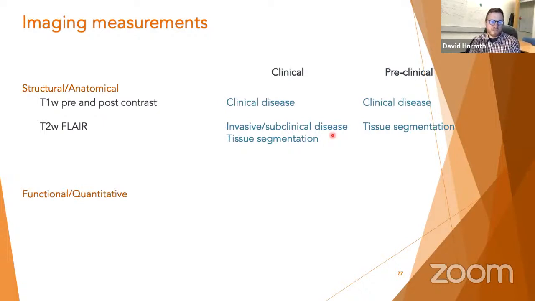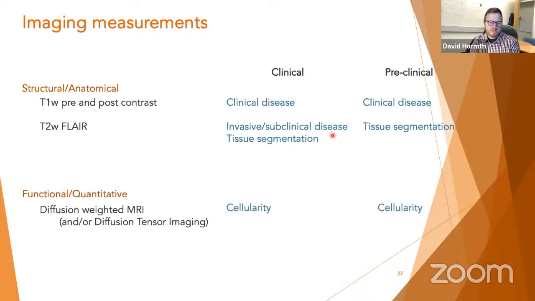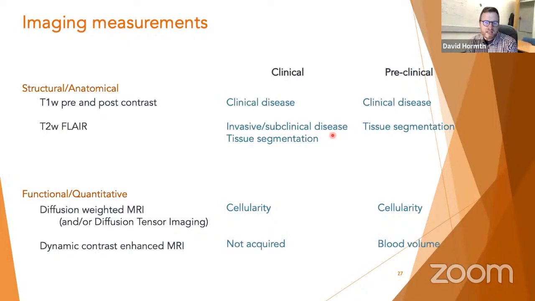And then we also have functional and quantitative techniques. So like the diffusion weighted MRI, which I talked about just a couple slides ago. This tells us something about tumor cellularity. And then we also have dynamic contrast enhanced MRI, which we do not have for the clinical data set, or at least for this particular data set. But we do have this for the preclinical level. So we have estimates of cellularity, blood volume, and then the extent of disease in these images.